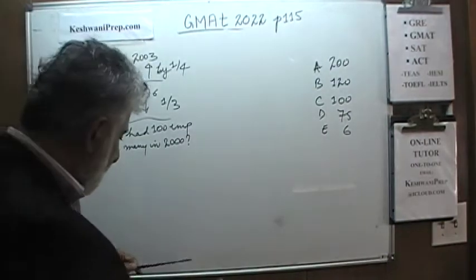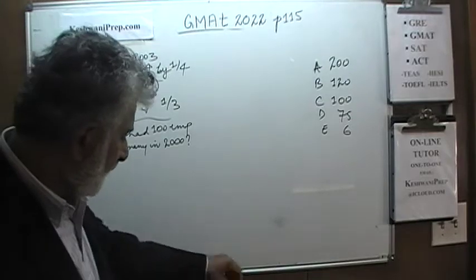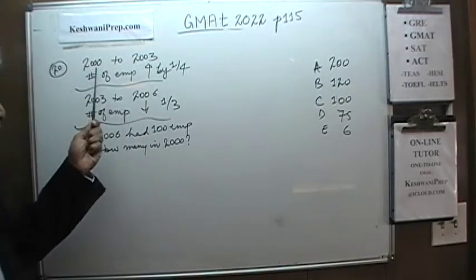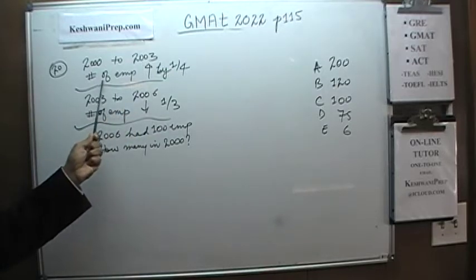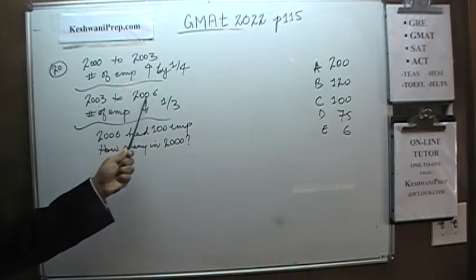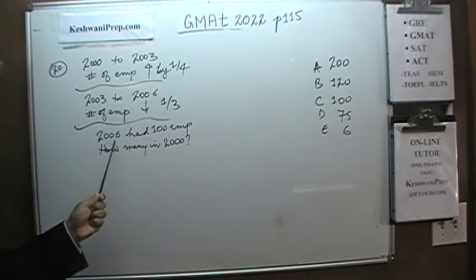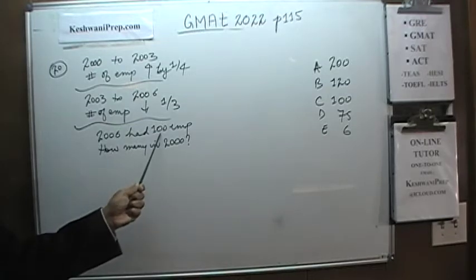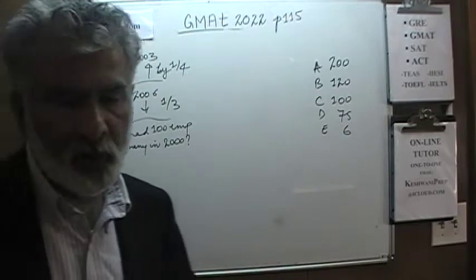Please turn to page 115. The very first problem that you see there is number 20. In number 20 we are told that from 2000 to 2003 in a firm, the number of employees went up by a quarter. Then from 2003 to 2006 the number of employees went down by a third. We are also told that in 2006 they had exactly 100 employees. The question is, how many people did they have in 2000?